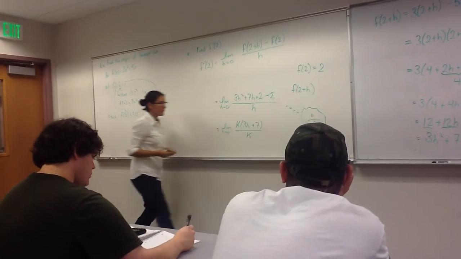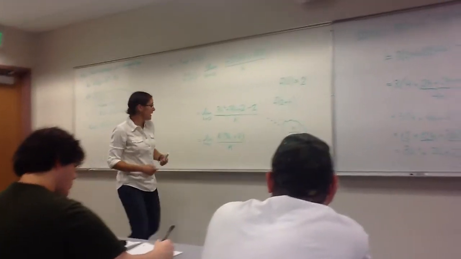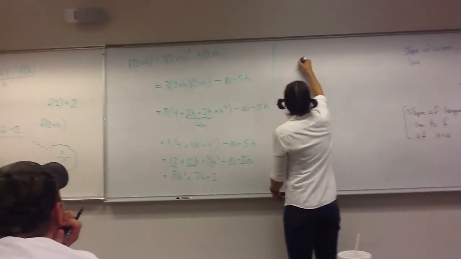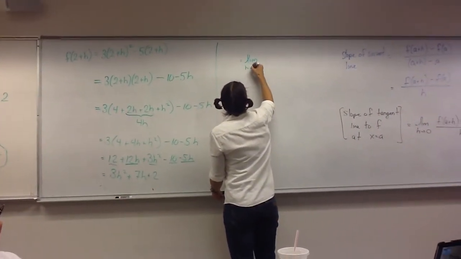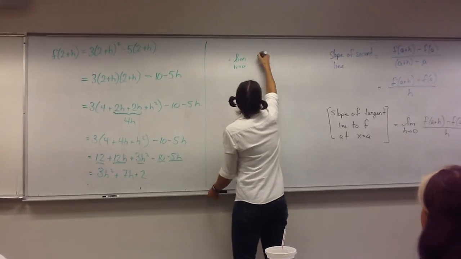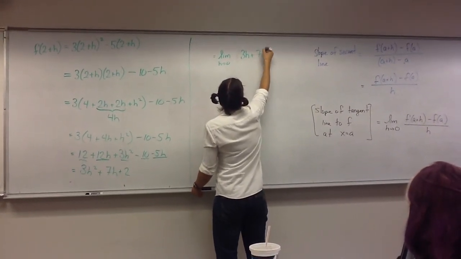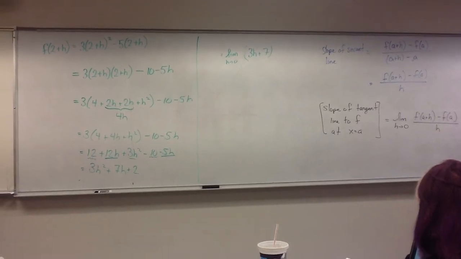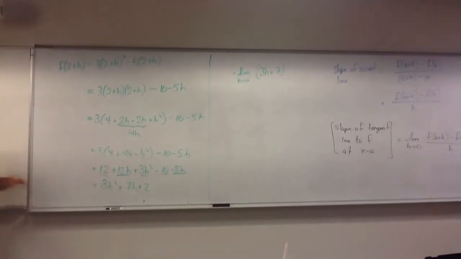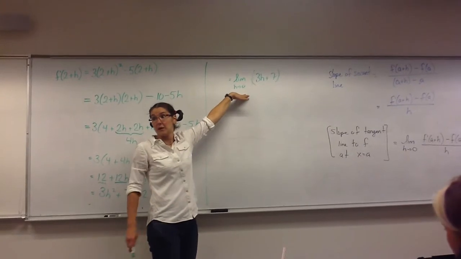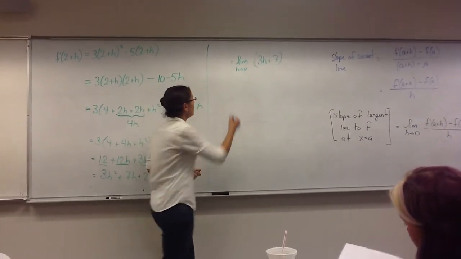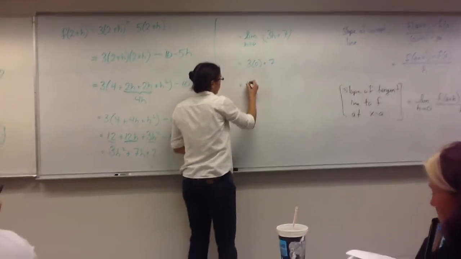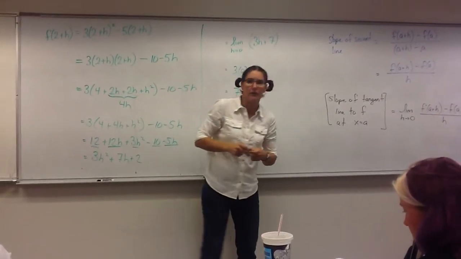Okay, so the h is canceled, and we are now left with the limit as h goes to 0 of 3h plus 7. No more denominator, life is good, and so we are now allowed to plug in our limiting h value. So everywhere I see an h, I can plug in 0, so we've got 3 times 0 plus 7. So final answer of 7.